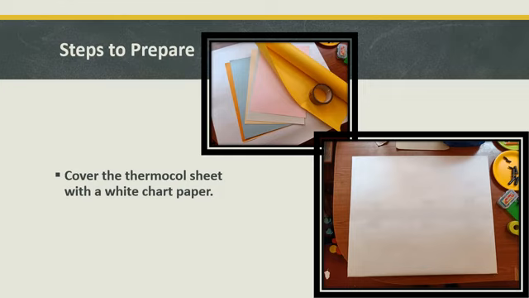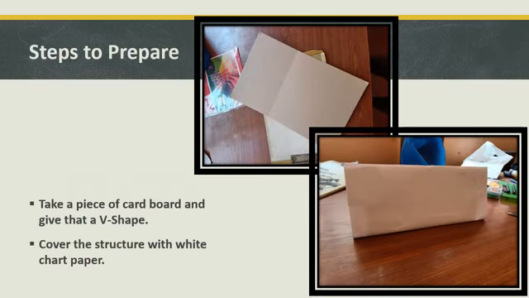Now once the thermocol is sealed and packed, you need to wrap it up with a chart paper. Here we have used a white sheet to cover the whole thermocol sheet. Once the thermocol sheet is covered, we have taken a cardboard or a piece board and we have folded it and given it a V shape.